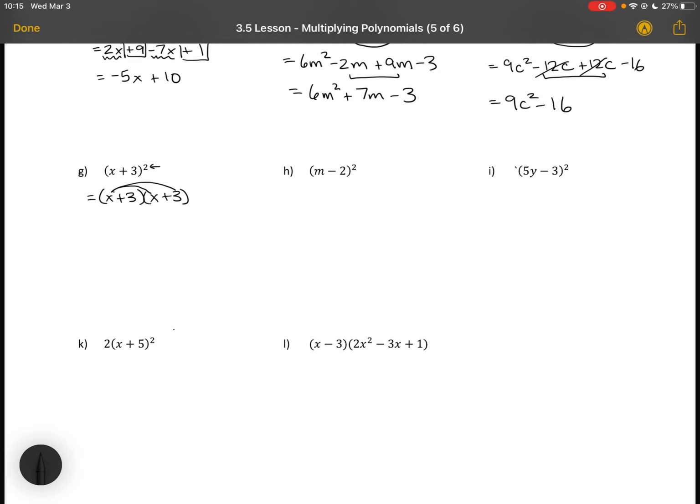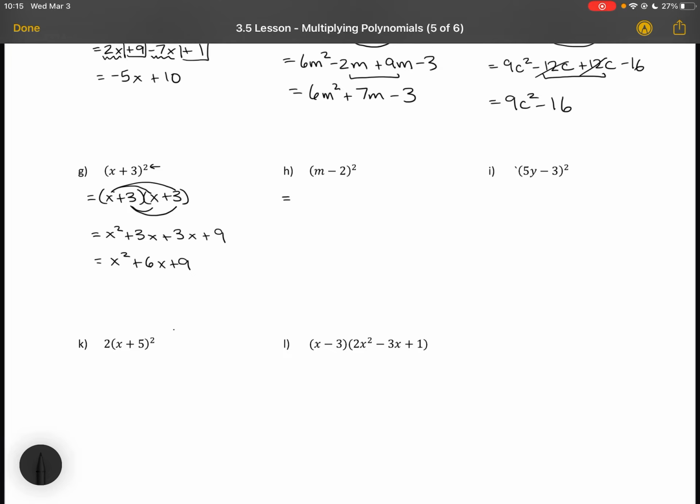I can do my first, outer, inner, last. X squared plus 3x plus 3x plus 9, which simplifies to x squared plus 6x plus 9. Now you've seen one example of those types. You might want to pause the video, try the next two on your own, and then check to see if you get the right answer.